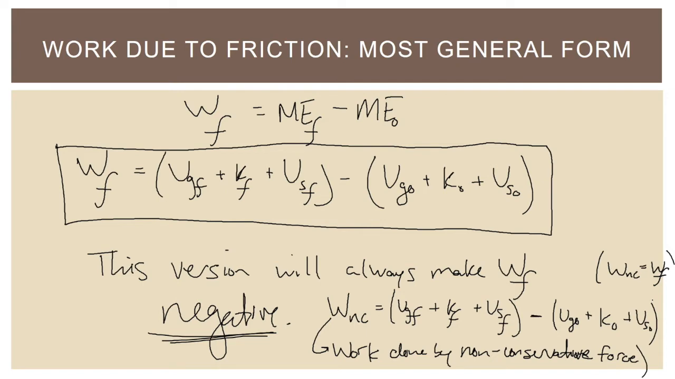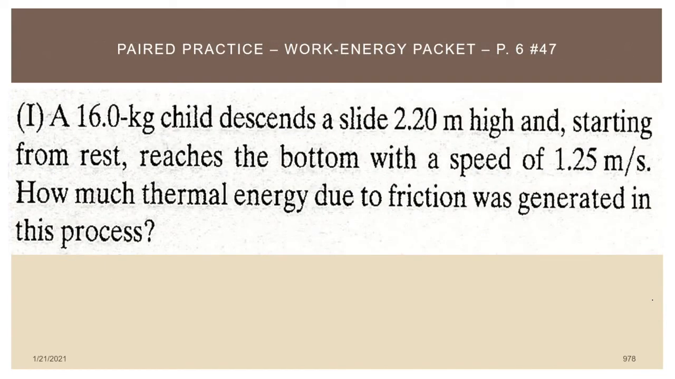So let's take a look at a problem. This problem here is in the work energy packet. It's on page 6, number 47. It says a 16.0 kilogram child descends a slide 2.20 meters high, starting from rest, reaches the bottom with a speed of 1.25 meters per second. It says how much thermal energy due to friction was generated in the process.